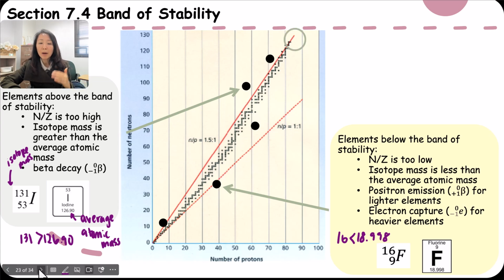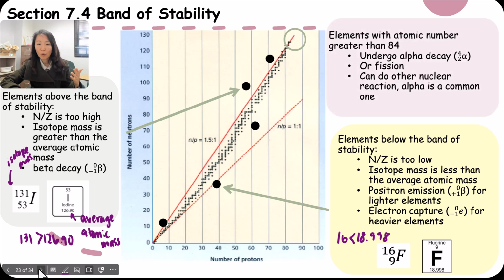Now, if you go above 84 and above, so that's quite heavy, they are most likely going to go through alpha decay. So that alpha decay is 4, 2 alpha, or fission. Now we didn't talk about fission yet, and that's coming up in a different video. They can do other nuclear reactions, alpha just happens to be a common one, meaning that they can do beta, positron emission, electron capture, you can do all of those things, but generally they're going to go through alpha decay, or one or more of the nuclear reactions.